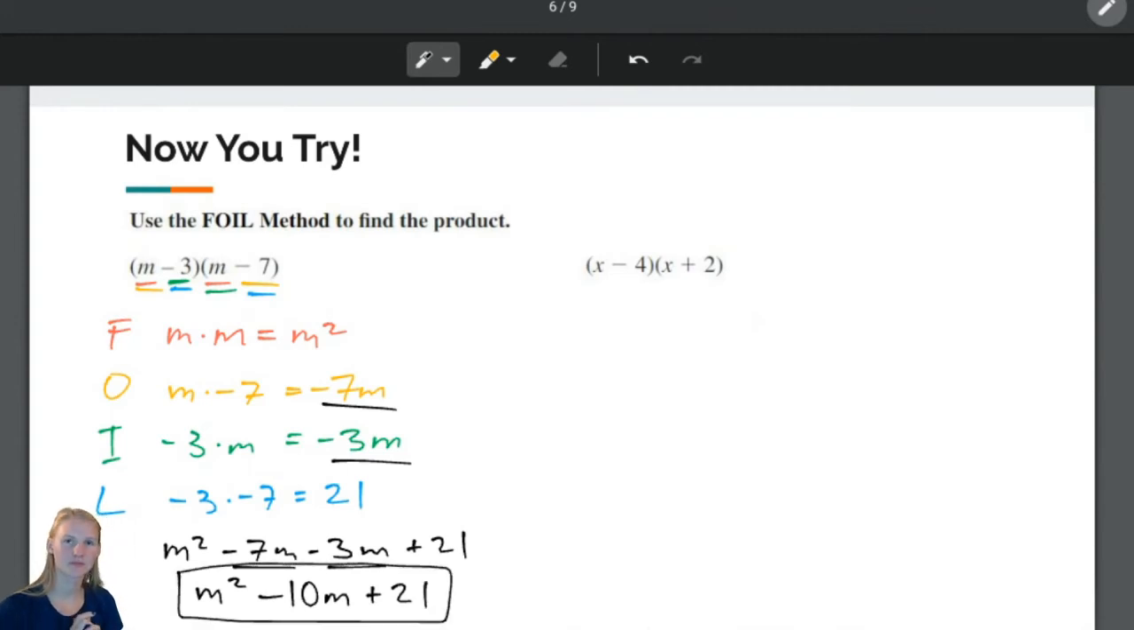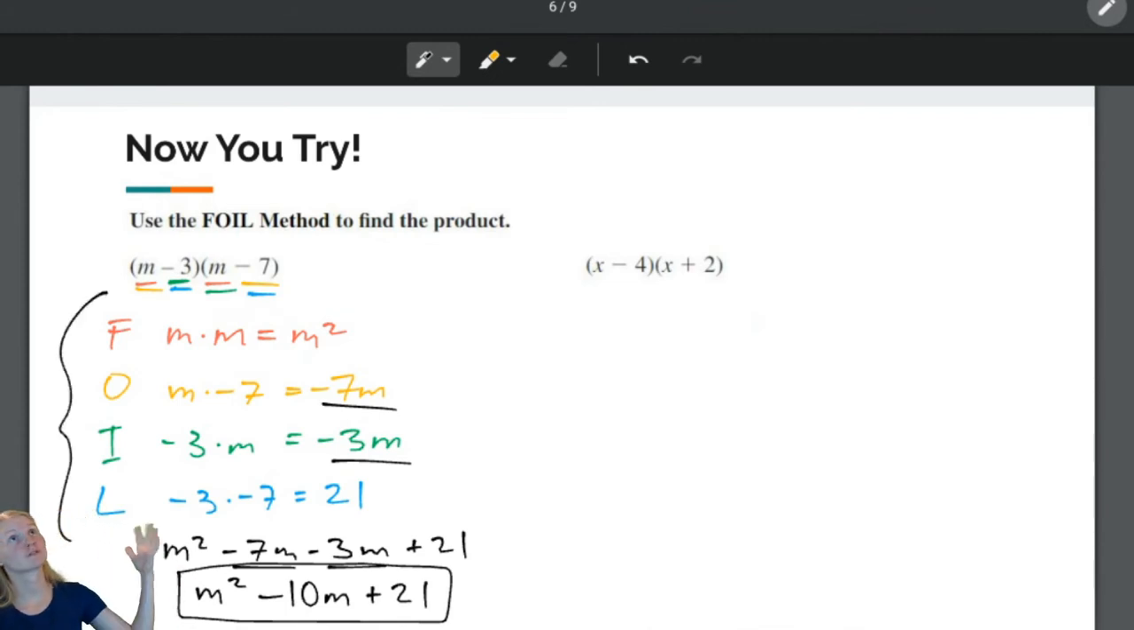And there you go. All right, for the next example, what if you're like, Miss Dodge, I am so bored of writing out the word FOIL every time. I don't want to. Okay, I'm going to show you a different way to think about it now. We're going to go back to our distribution rainbows from our distributive property. First, I'm going to draw a rainbow for the first terms. x times x is x squared.